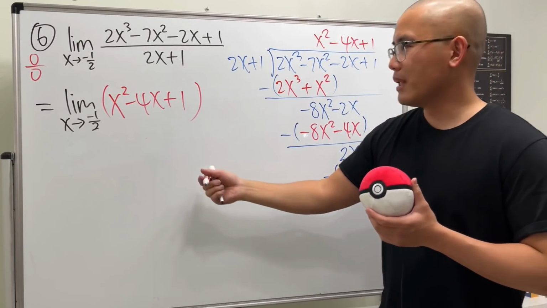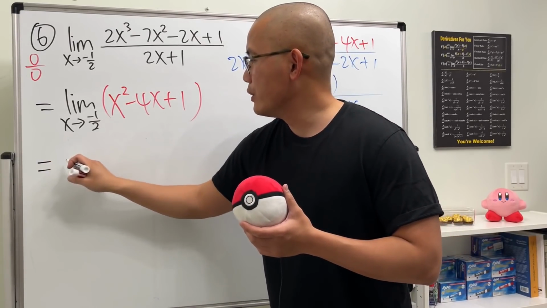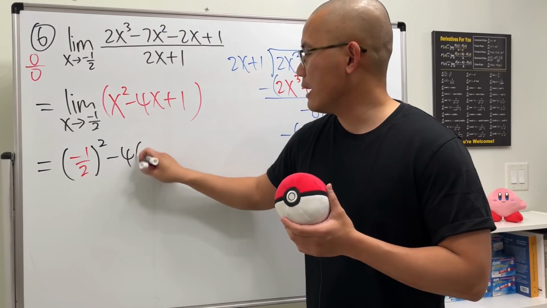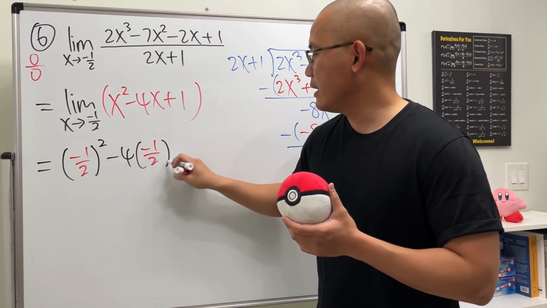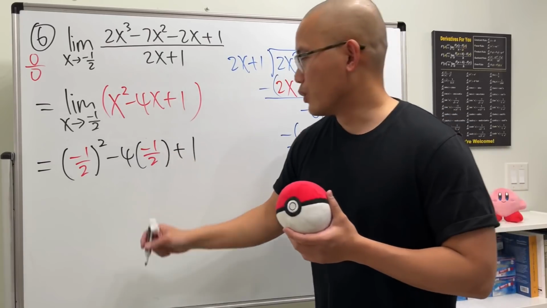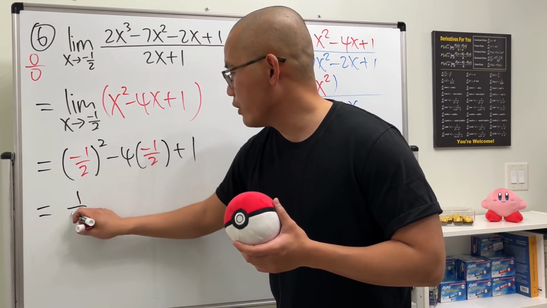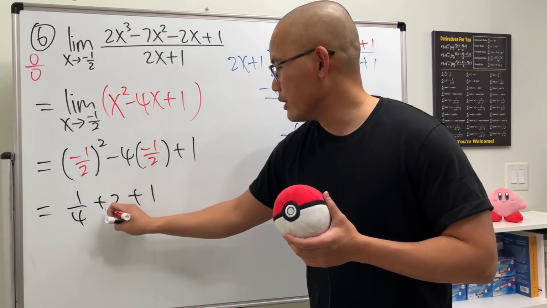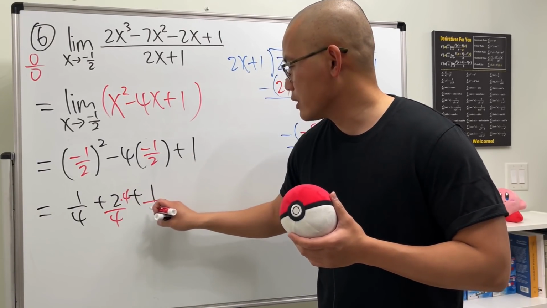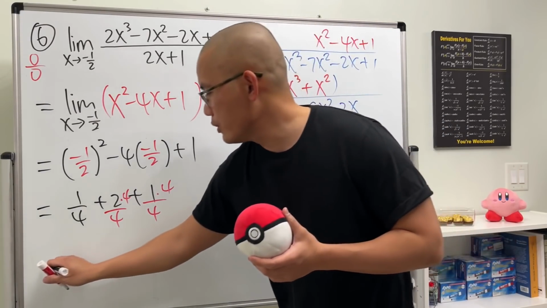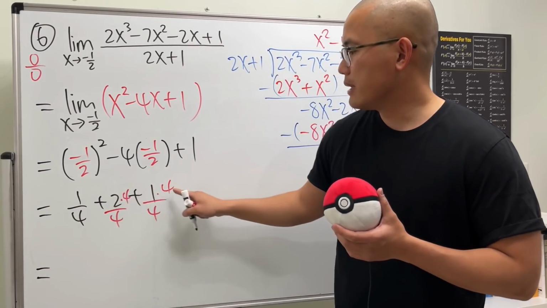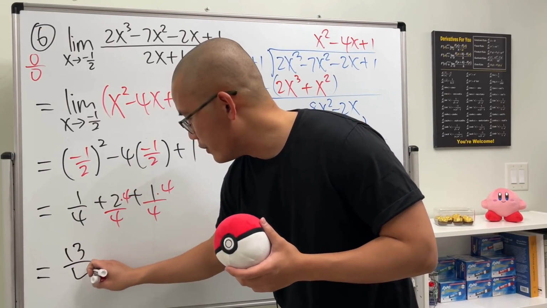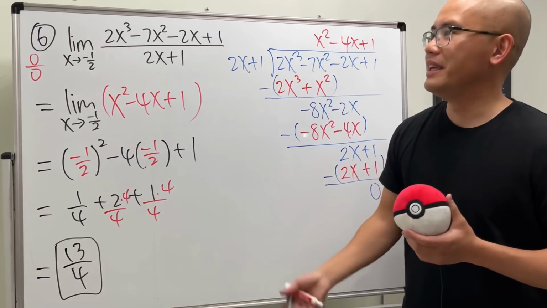All right, let's go ahead and plug in negative 1/2 into all this. So we're looking at negative 1/2 squared minus 4 times negative 1/2, and then plus 1. Okay, so just work this out real quick. So here we get positive 1 over 4, and then this is going to be plus 2 and then plus 1. So let's multiply this by 4 and 4 and multiply this by 4 and 4. So all in all, we see this is 8 plus 4 is 12. 12 plus 1 is 13 over 4. So that will be the answer for this one.